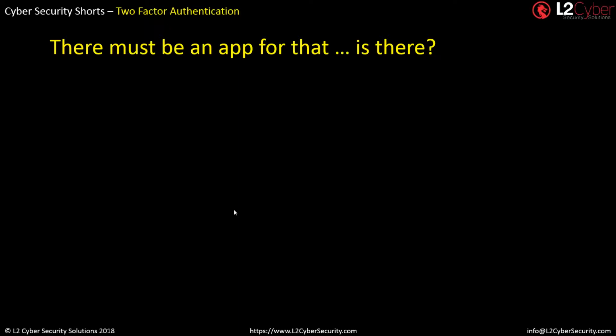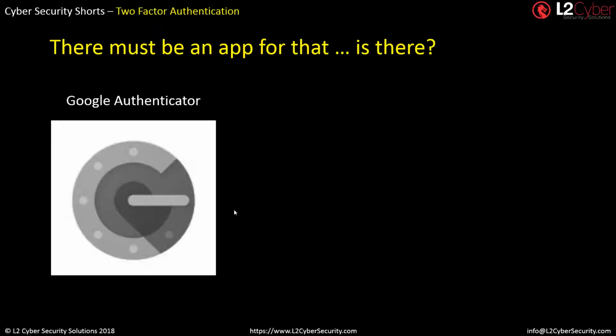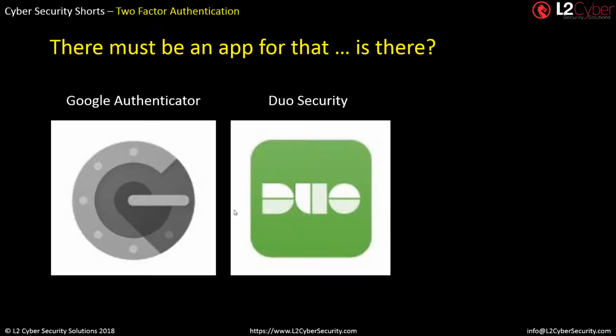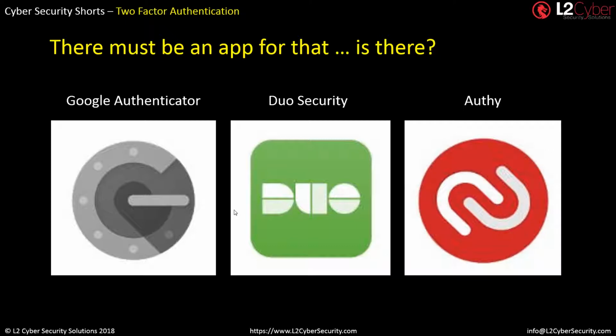But everybody's got a smartphone these days, or well, most people do. So there must be an app for these type of things, and indeed there are. Probably the most popular one is Google Authenticator, which, in spite of it being a Google piece of software, they also have developed a version for iOS, so you can get it on your iPhones. There's also a software called Duo Security and something called Authy. So these are all different types of apps that you can get to do your two-factor authentication.